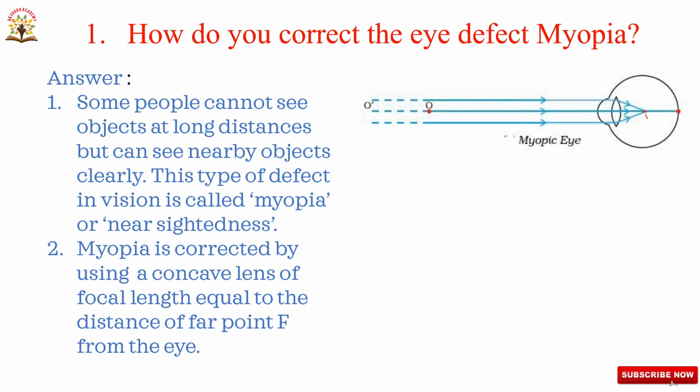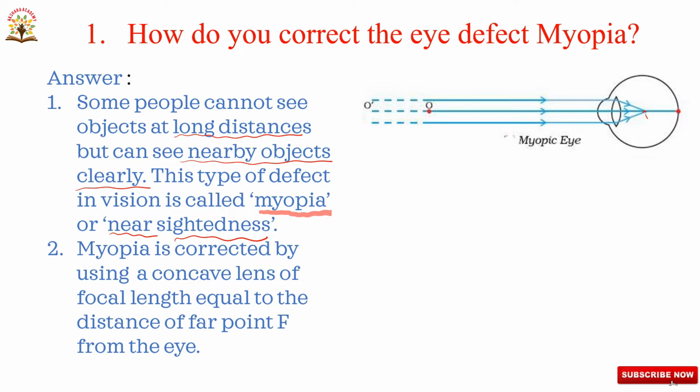Now we'll discuss what is myopia. Myopia is nothing but some people cannot see long distances, but they can see near objects clearly. So this type of defect of vision is known as myopia. Myopia's another name is nearsightedness.